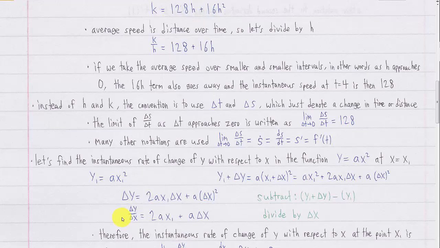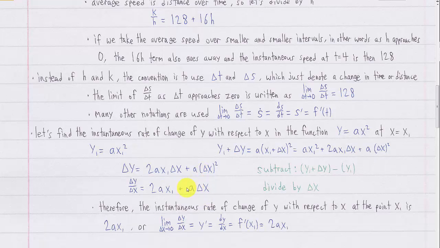To find the derivative, we're now going to take the limit of this as delta x approaches 0. As delta x approaches 0, this term is going to cancel out, and we're just going to have 2a x1. So the derivative, or instantaneous rate of change of y with respect to x at the point x1, is 2a x1. And of course, we also have all these other notations: the limit of delta y over delta x as delta x approaches 0, y prime, dy dx, f prime of x1.